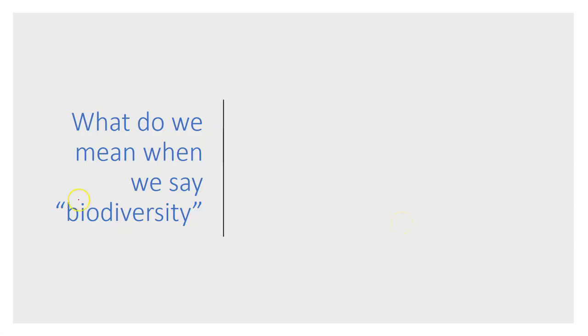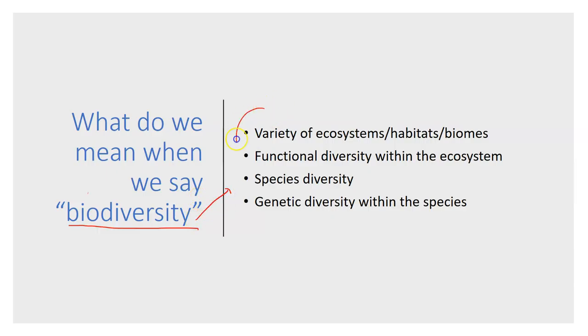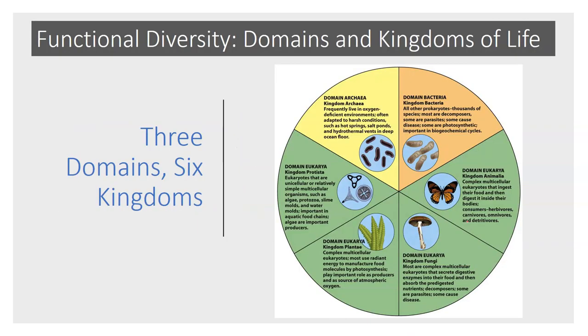So when we say biodiversity, we're talking about essentially 4 different really key tenets. And we will talk about each of these in turn. So we're talking about ecosystem diversity. We're talking about functional diversity. We are talking about species diversity. And we're talking about genetic diversity within the species. When we say biodiversity, we're talking about all of those things. All right. So we will unpack each of those terms.